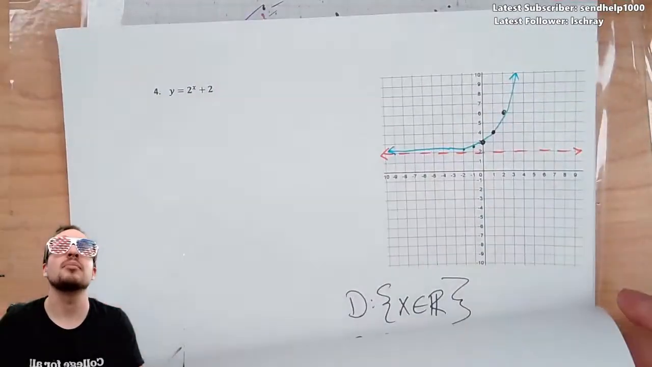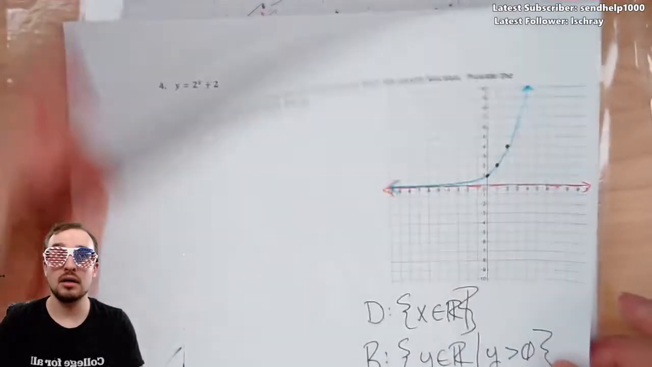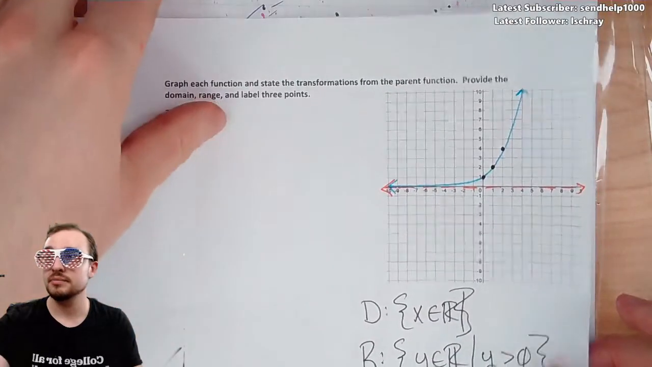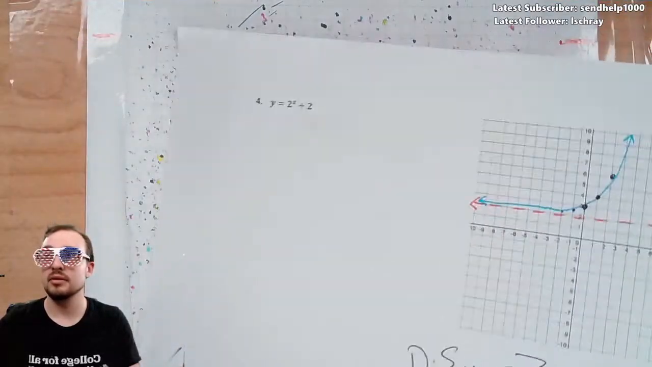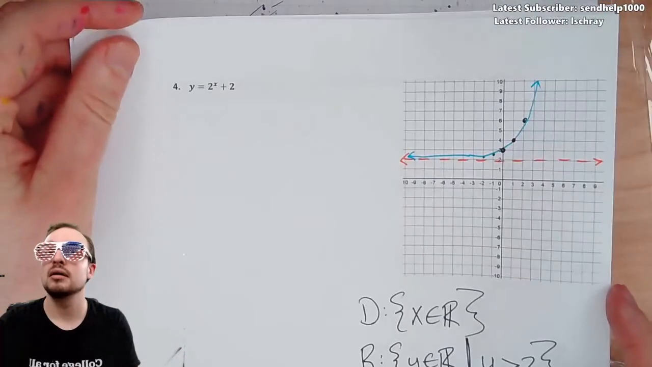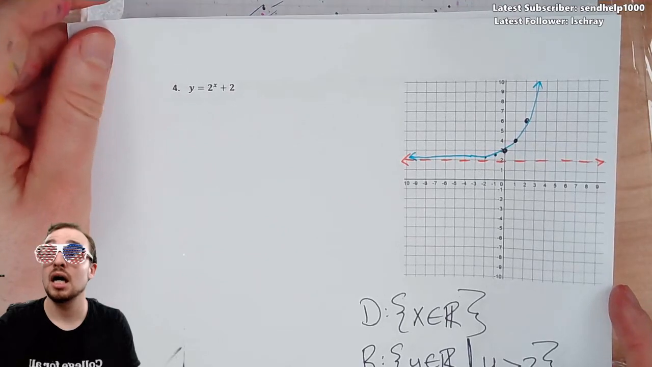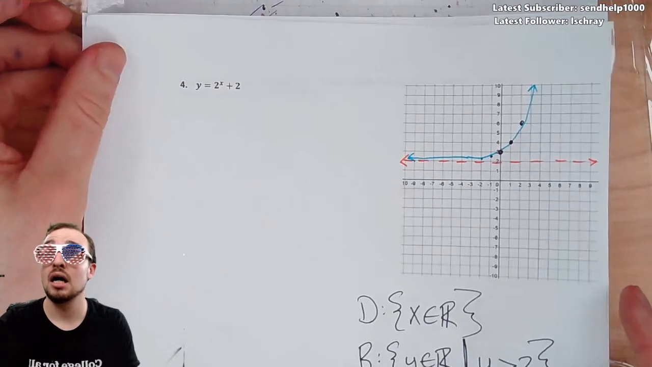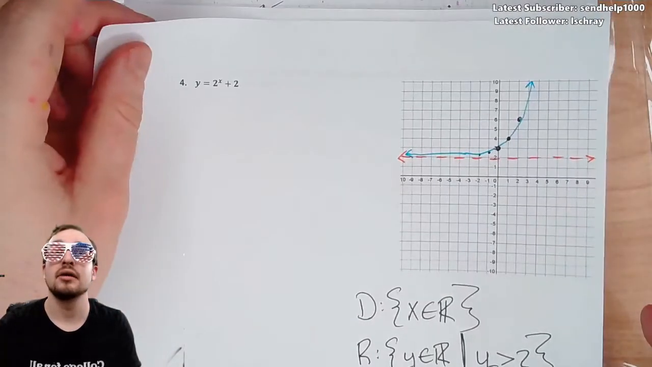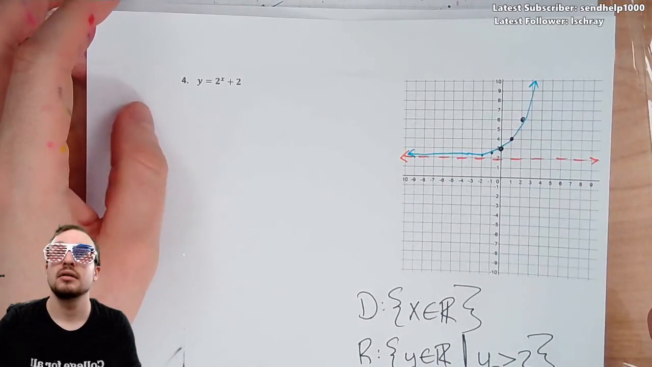Same graph, except what? What happened to the graph? It's now what? What happened to the graph? It was here. Now it's here. Was here. Now it's here.